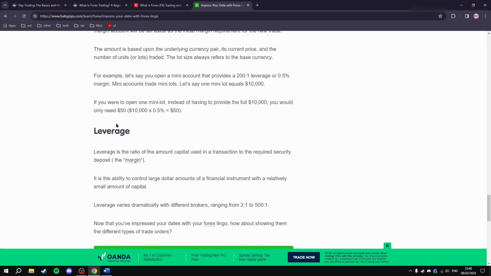For example, let's say you open a mini account that provides 200 to 1 leverage or 0.5% margin. Mini accounts trade mini lots. Let's just say one mini lot equals $10,000. If you were to open one mini lot, instead of having to provide a full 10,000, you would only need to provide 50, because 10,000 times 0.5% is 50.